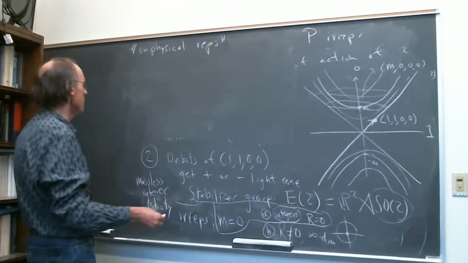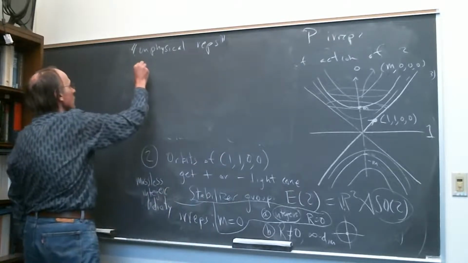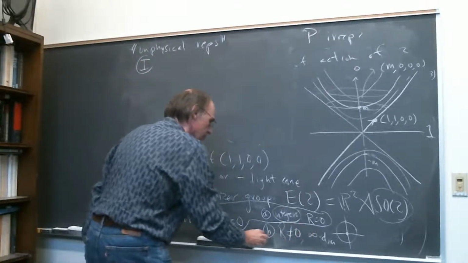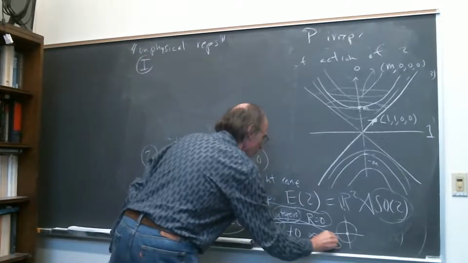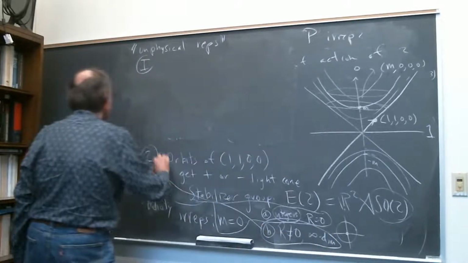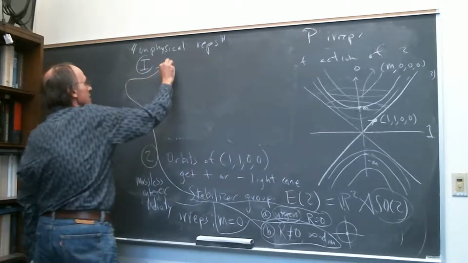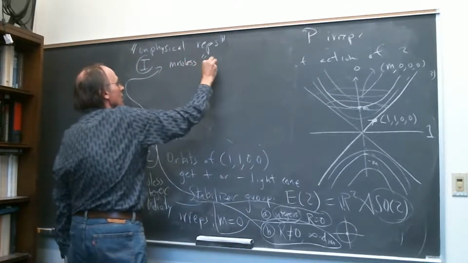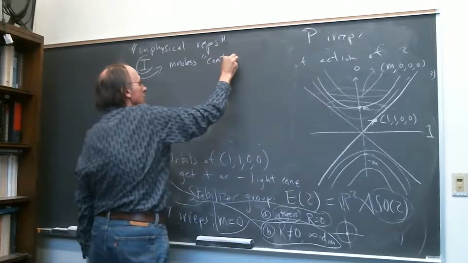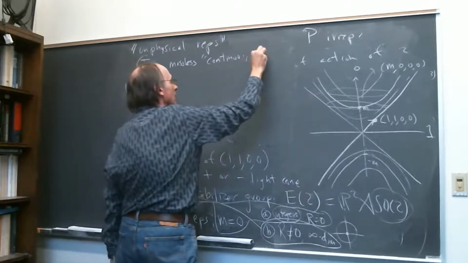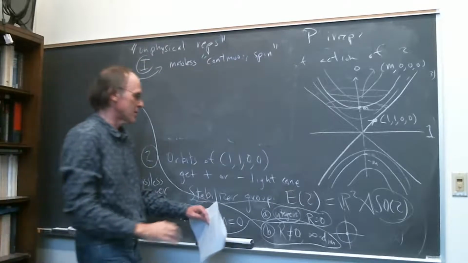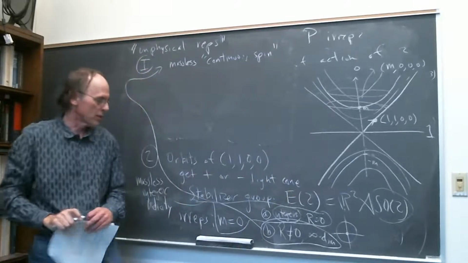And the first ones are going to be these guys. So, massless, and these things are called continuous spin. So this is just a name for what these guys are.